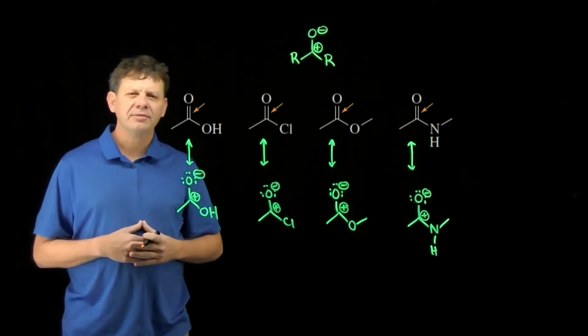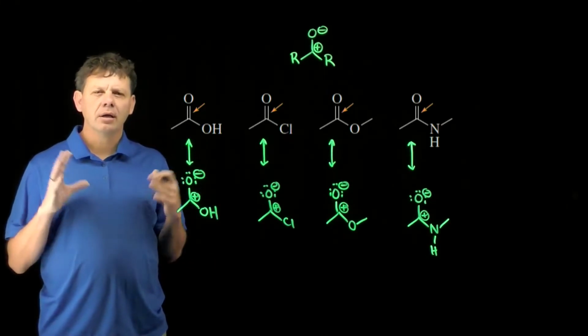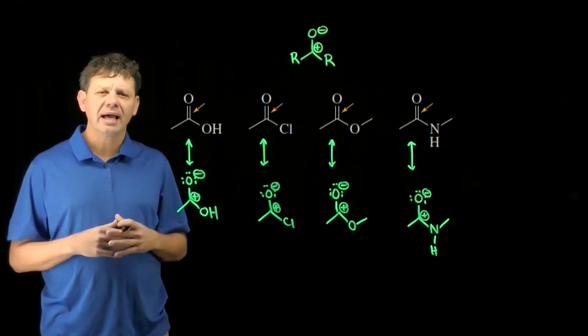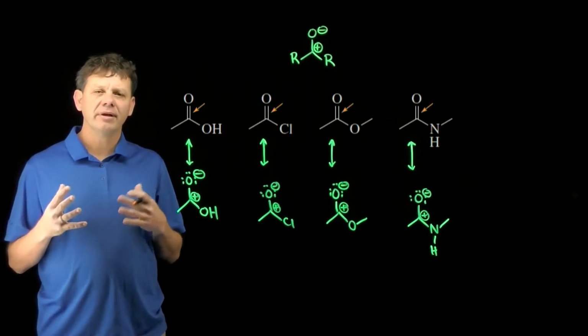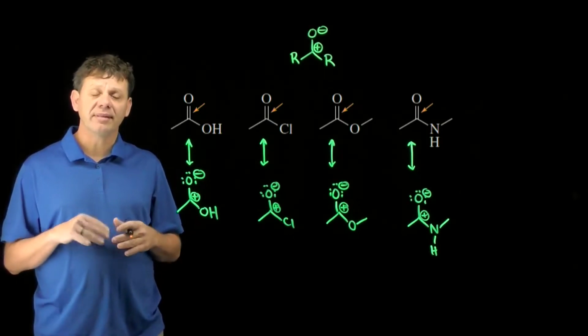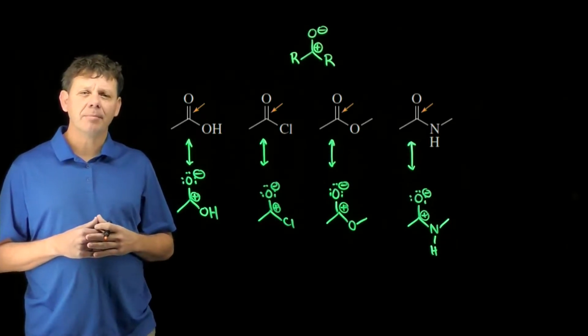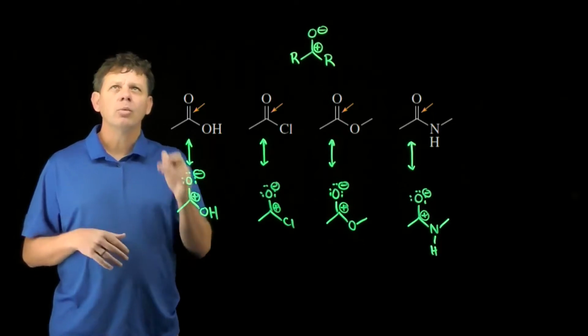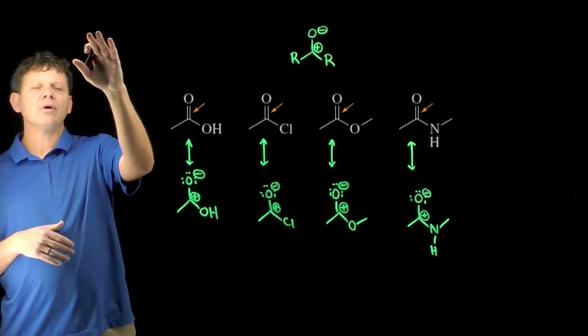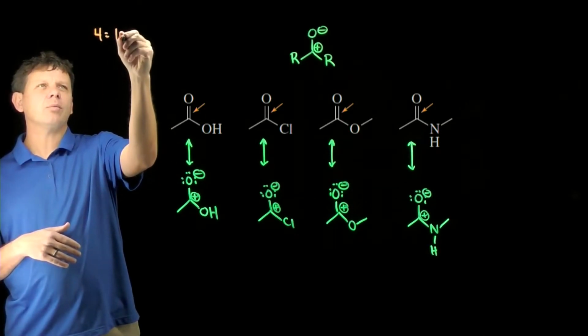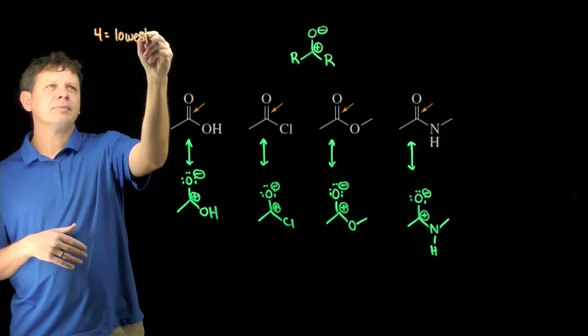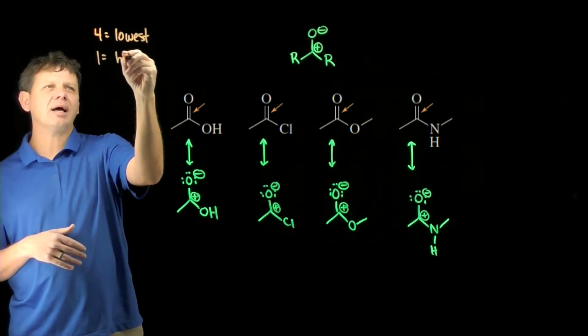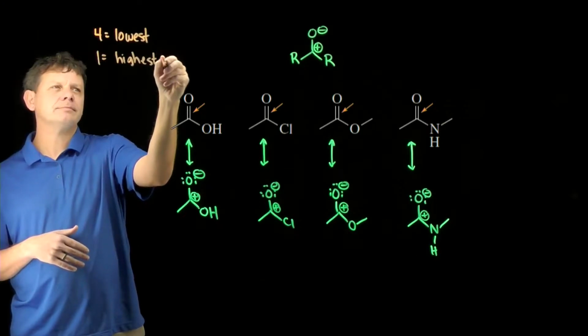This assessment asks us to rank the following carboxylic acids and carboxylic acid derivatives in terms of their IR stretching frequency. That is, where we would expect a band to show up in the IR for each carbonyl. We'll say that for the purposes of this, 4 is going to be the lowest, and 1 would be the highest wave number.